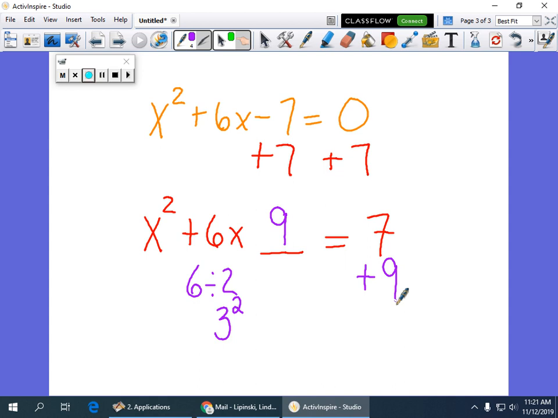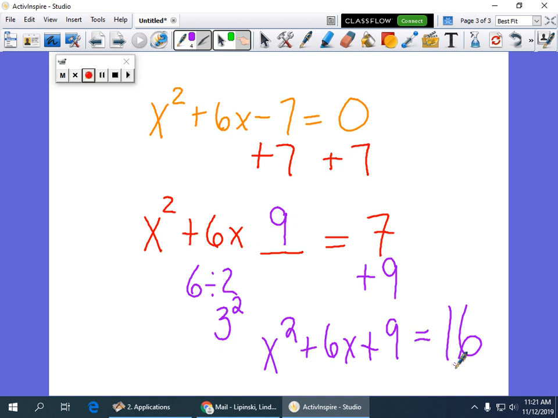So we took half of b and we squared it. Half of 6 is 3. 3 times 3 is 9. Then I added it to both sides. So now I have the equation x squared plus 6x plus 9 equals 16. Okay?